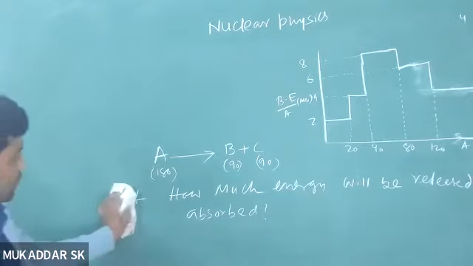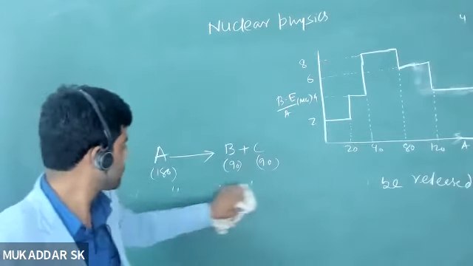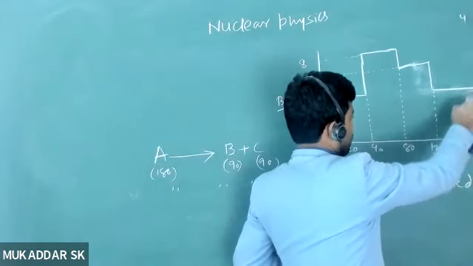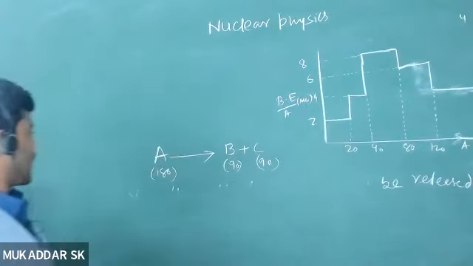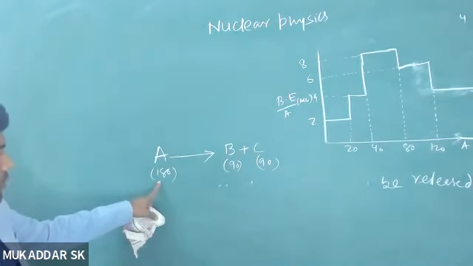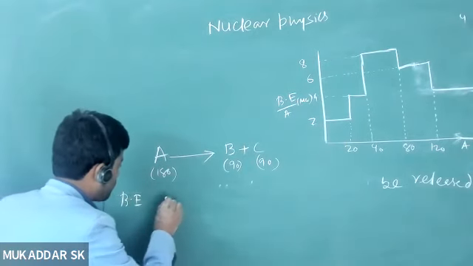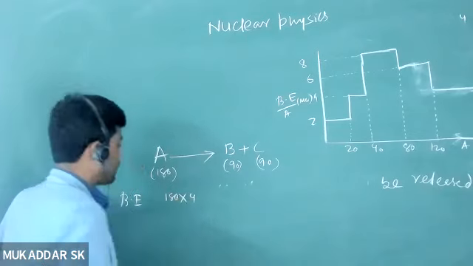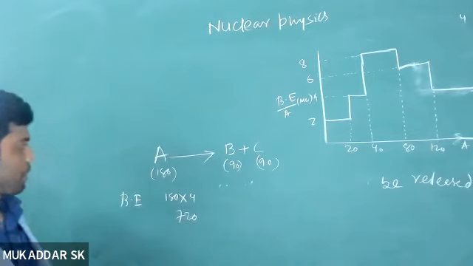So tell me, how much will be the binding energy of the reactant here? So per nucleon is how much? Per nucleon, you can see here, for mass number 180, binding energy per nucleon is actually 4. And you have a total mass number of 180. So the total binding energy for the reactant will be 180 into 4, right? Exactly, 720. So it will give you 720 mega electron volt.